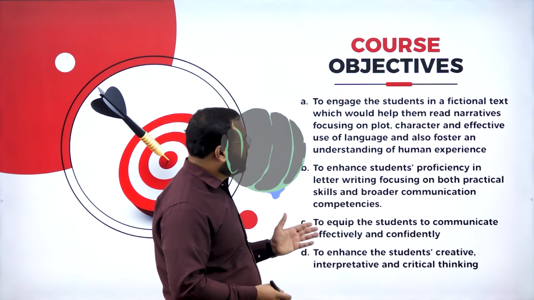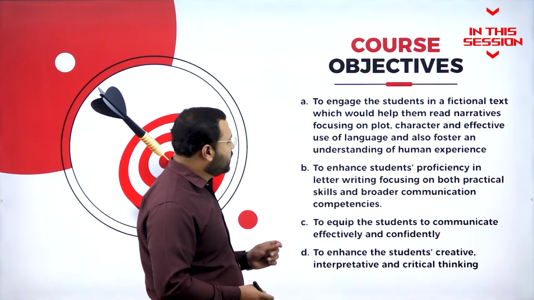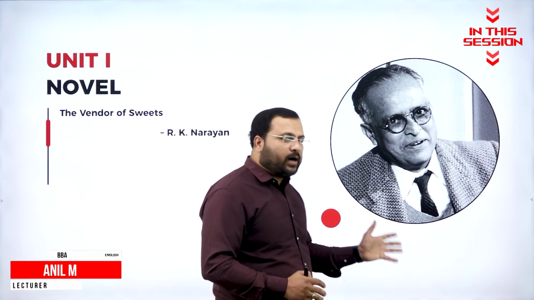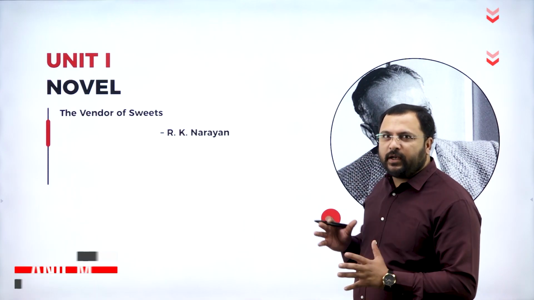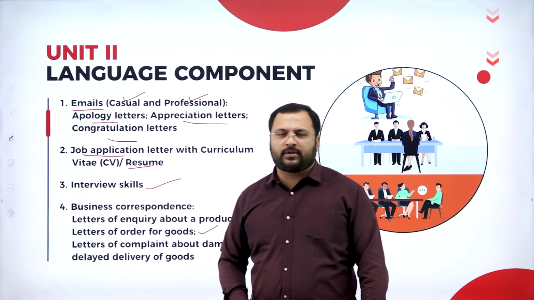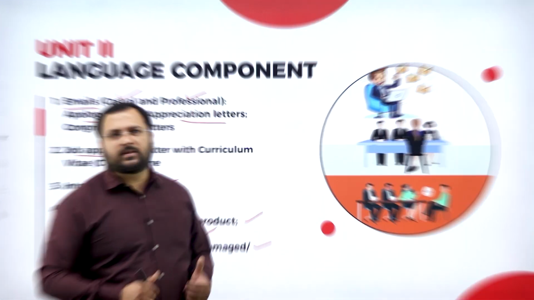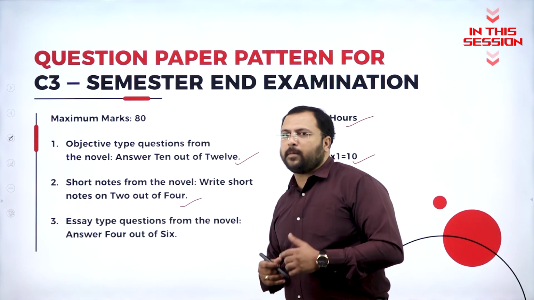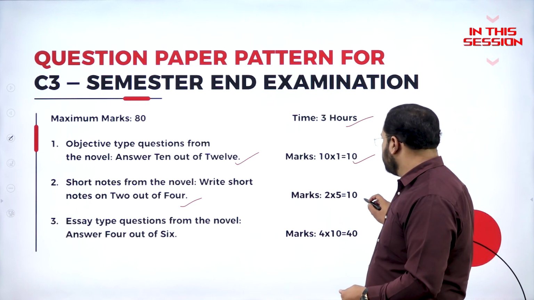To enhance students' proficiency in letter writing, focusing on both practical skills and broader communication competencies. In Unit 1, you have one novel by R.K. Narayan. You know who R.K. Narayan is. R.K. Narayan is one of the famous Indian English writers. Letter for complaint about damage or delayed delivery of goods. So these are there in the language component section of your syllabus. Short notes from the novel. Write short notes on 2 out of 4 topics or characters or incidents. So that is for 10 marks.